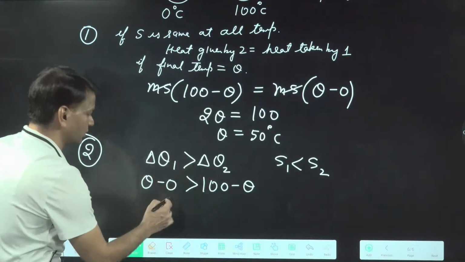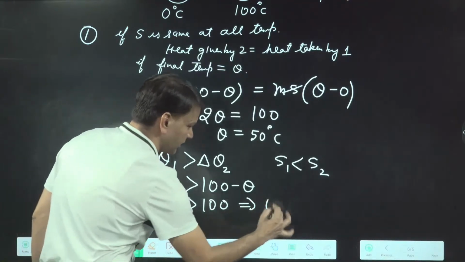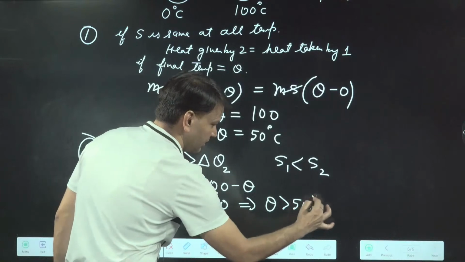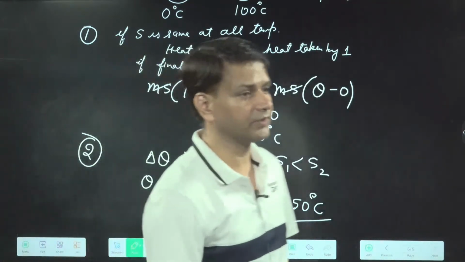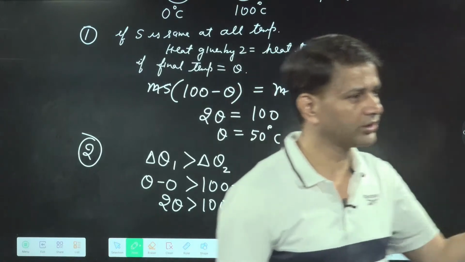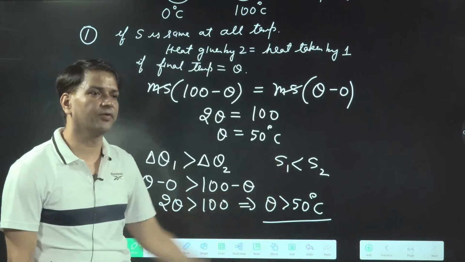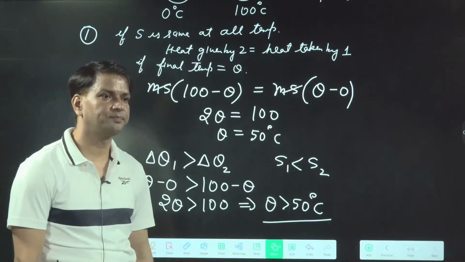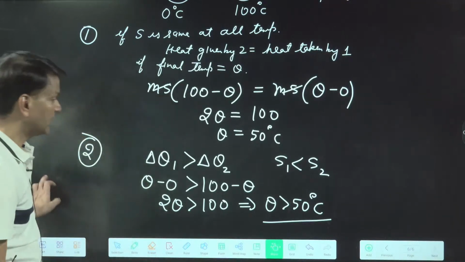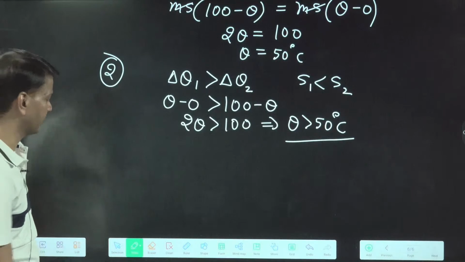Okay. Now 2 theta greater than 100. So theta, what did we get? Greater than 50 degree C. So the final equilibrium temperature will be greater than 50 degree C. This is without using any calculation. From the logic you can directly say theta is greater than 50. Yes or no?